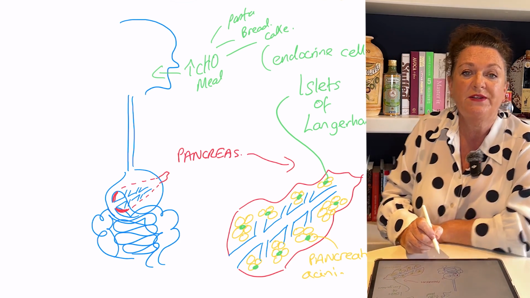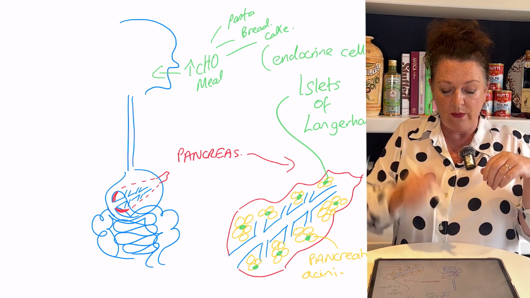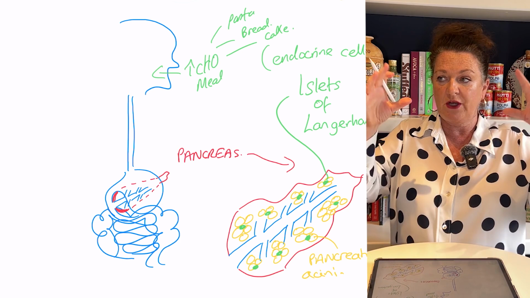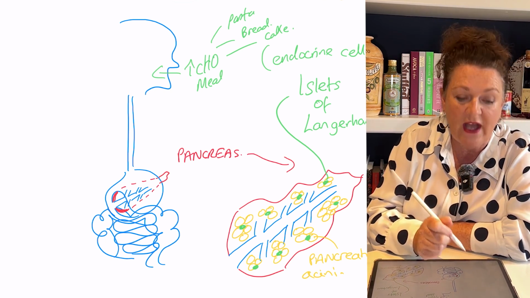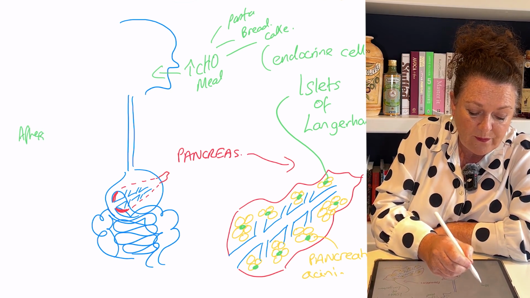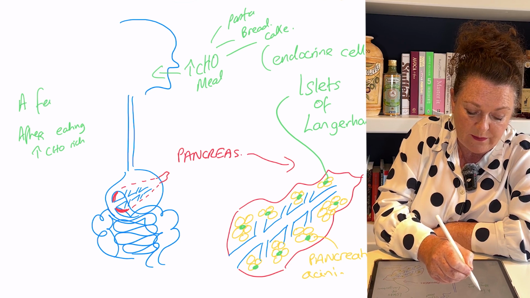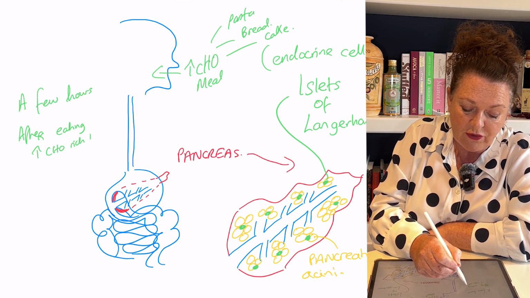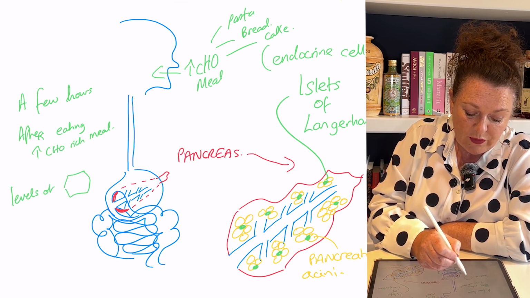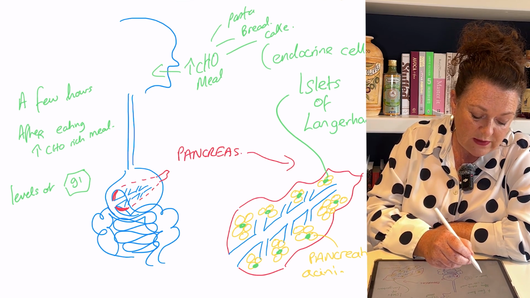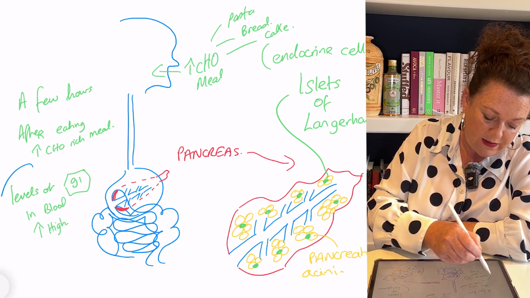And down here in the small intestine, the villi in the small intestine, when we have all of the carbohydrates in their monosaccharide form, down here in the lower part of the small intestine, the monosaccharides will be absorbed into the bloodstream. So a few hours after eating the carbohydrate rich meal, the levels of glucose, particularly, remember that's the most common monosaccharide, levels of glucose in blood are high. I'm just going to mark that.